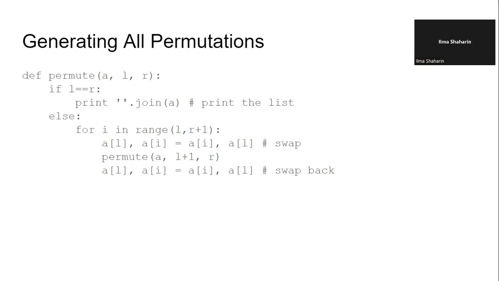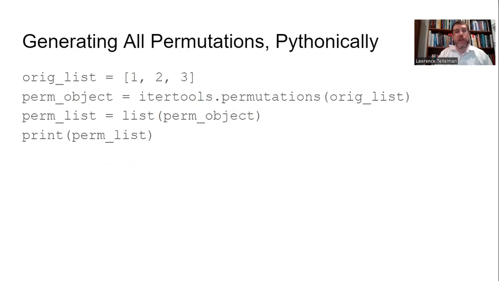N factorial. It's going to be n factorial at the least, right? At the very least, it's n factorial. Why? Because it has to be at least as long as the number of permutations. It may even be longer because of some of the overhead that's involved, but at the very least, it has to be n factorial.